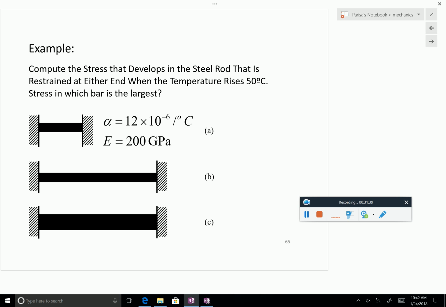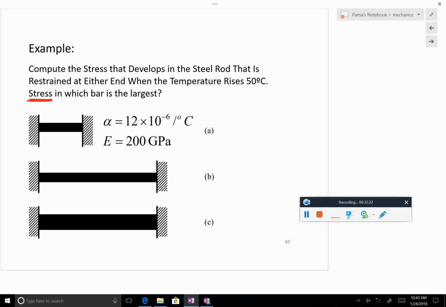Now, previously I said temperature doesn't necessarily create stress. And now I'm asking you, looking at that, use your intuition first. Which one do you think will have more stress among the three? Okay, let's go. A. B, C. So the answer is the stress will be the same in all three.